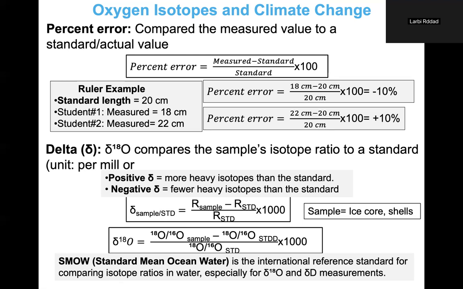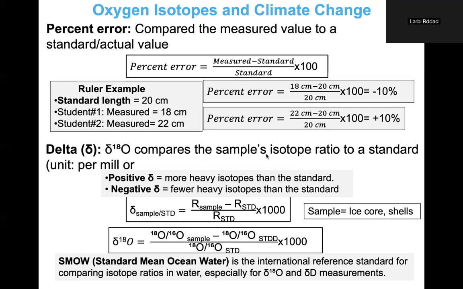Same thing applies to this student right here. 22 is the measured value, minus standard, divided by standard, times 100, and that gives you plus 10%. What does it mean? It means that this student has a negative 10% error, meaning it's 10% lower than the actual value, and plus 10% is 10% more, or higher, than the actual value.